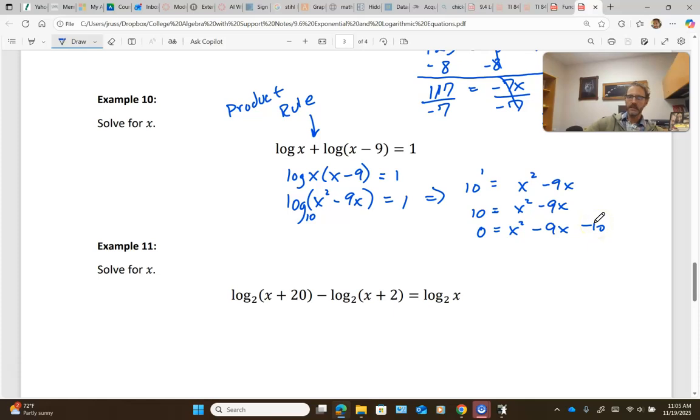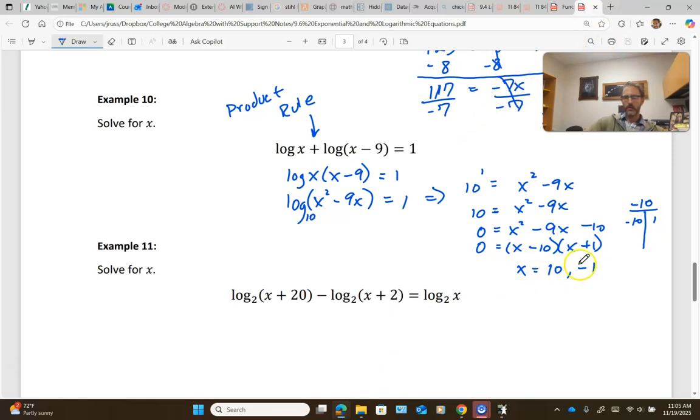Factors of negative 10, I'll show you, that sum to negative 9. Those factors would be negative 10 and 1. Okay? And so this would factor x minus 10 times x plus 1. And remember that relationship between factors and zeros. So if these are my factors, then my zeros, or in other words, the values for x, are going to be positive 10 and negative 1. Okay?